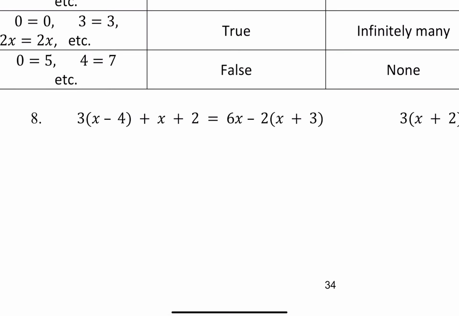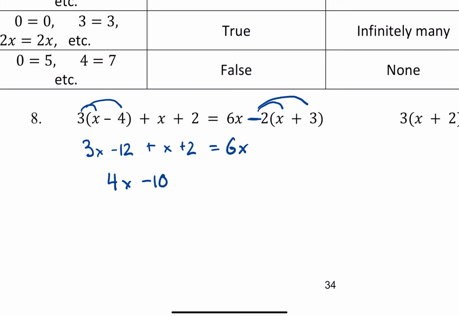On number 8, I'll distribute the 3, so we end up with a 3x minus 12 plus x plus 2. I'm going to keep simplifying the left-hand side. Combining my like terms, I get 4x and minus 10. Now I'm going to do the right-hand side. So again, this one's a little different than what we encountered. So that minus needs to distribute. So we bring down the 6x minus 2x minus 6. And combining like terms, we end up with 4x minus 6.